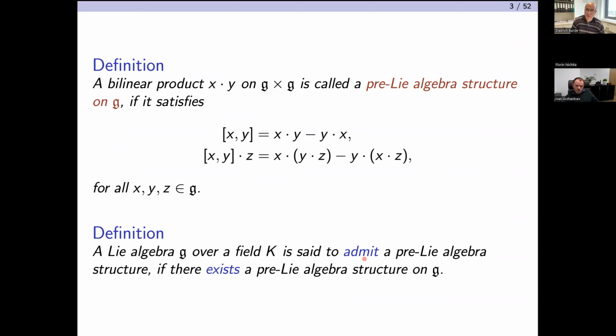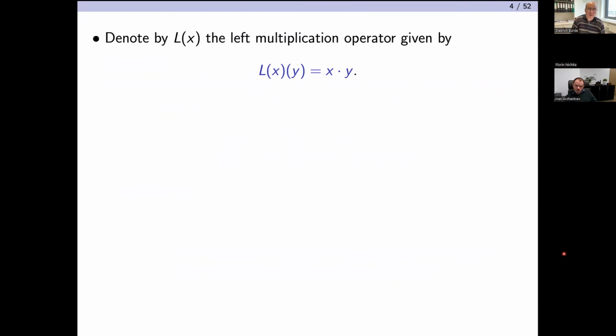We have an existence question: we have a given Lie algebra, and we want to know if there exists a pre-Lie algebra structure on it. Now, of course, I will explain why you might be interested in this. I already showed you some sort of diagram in the beginning, but we need a little bit of notation.